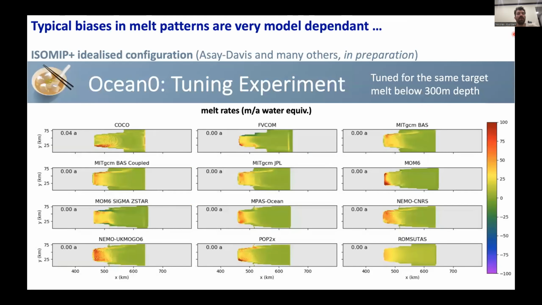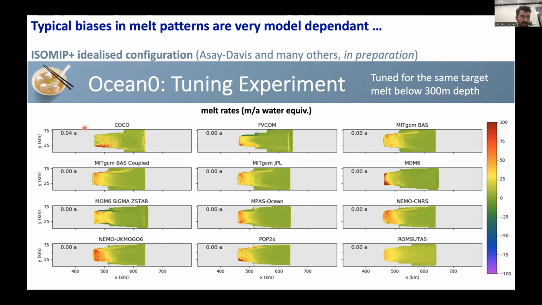So speaking about biases in melt patterns, I have to say that this is also very specific to models. And here I show a few results from ISOMIP Plus, an intercomparison of ocean models with ice shelf cavities. This is from work in preparation by Xylar Asay-Davis, with participation of many institutes. And here you have 12 models.